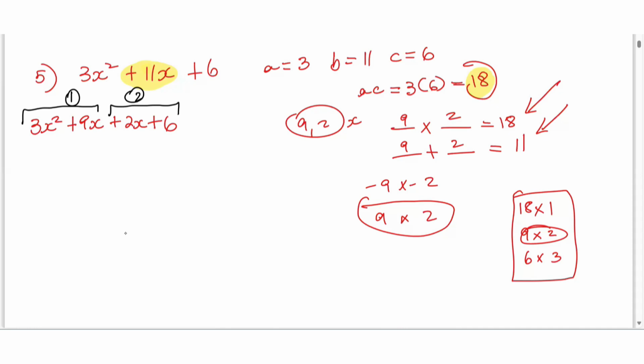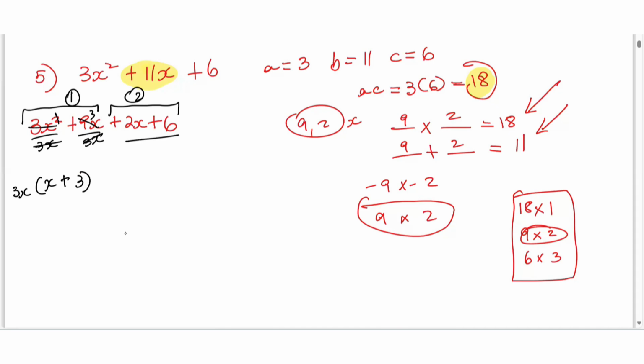All right, let's go. So for group 1, what is common here? We have 3 and x. We're going to divide everything in group 1 by 3x. Open a bracket. So when 3x is divided into 3x squared, we're left with x. When 3x is divided into 9x, we're left with 3. So we do have x plus 3 in the bracket. We're going to bear in mind that the second bracket that is coming must have x plus 3 in it.